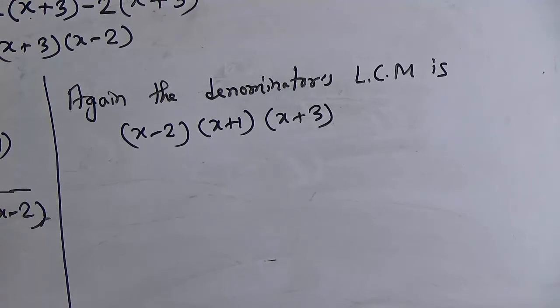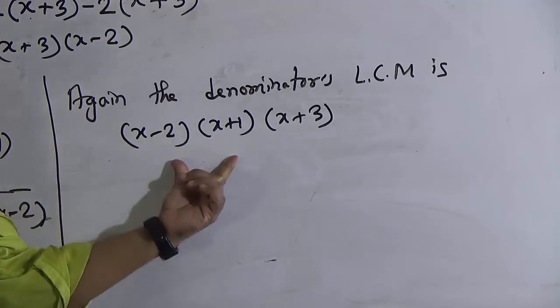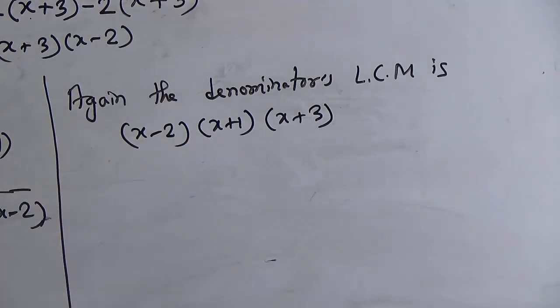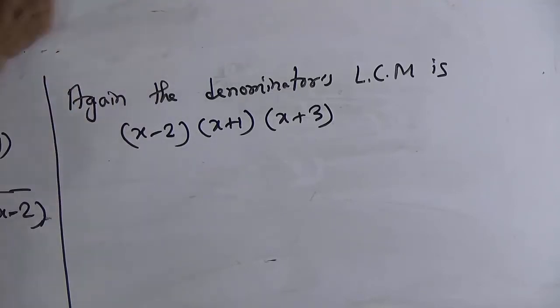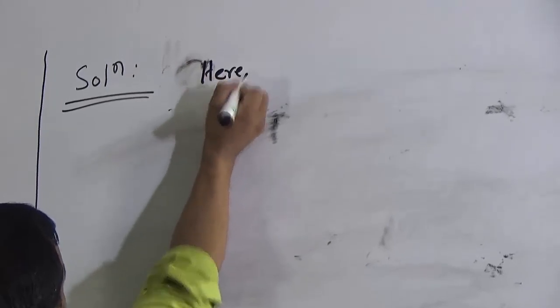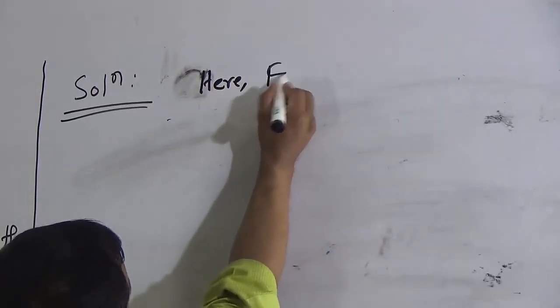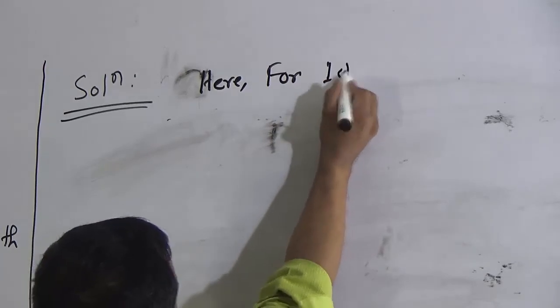Now we can find the fractions with the common denominator. How? We need to divide this LCM by the denominators, and the result needs to be multiplied with the numerator and the denominator. We will find the fractions with the same denominator. Okay, now write down here for the first fraction.